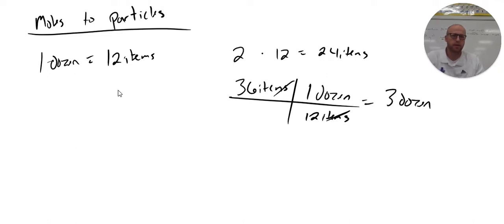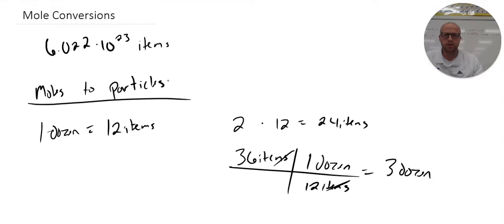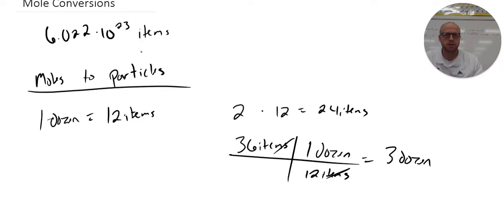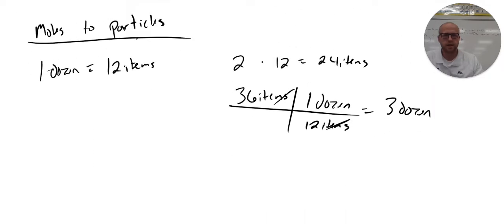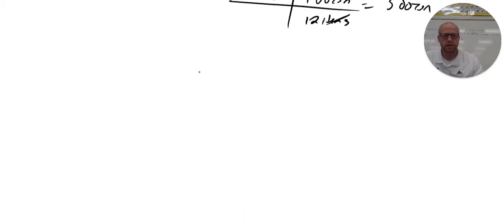Most of the time I notice that students can do all this stuff with dozen 10 times out of 10. It's the same concept with a mole, because what is a mole again? A mole is just a number of things. It's 6.022 times 10 to the 23rd. So let's look at some mole conversions. Same concept as dozen here, but with a little bit larger number. So let's do an example.